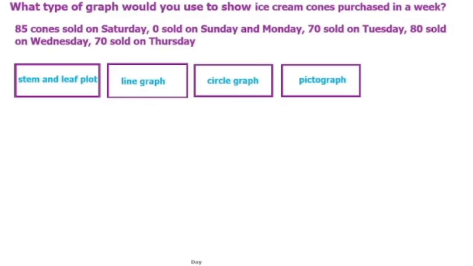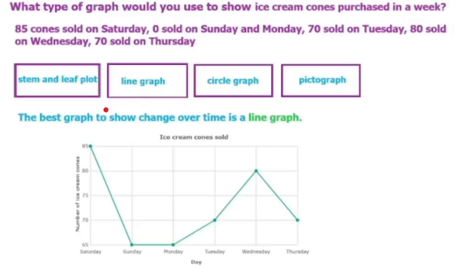And for this particular one, the best graph to show the change over time is a line graph. And we're showing change over time. So from Saturday to Thursday, we're trying to see on a graph how many ice cream cones were sold. And the best way to do that is with a line graph.